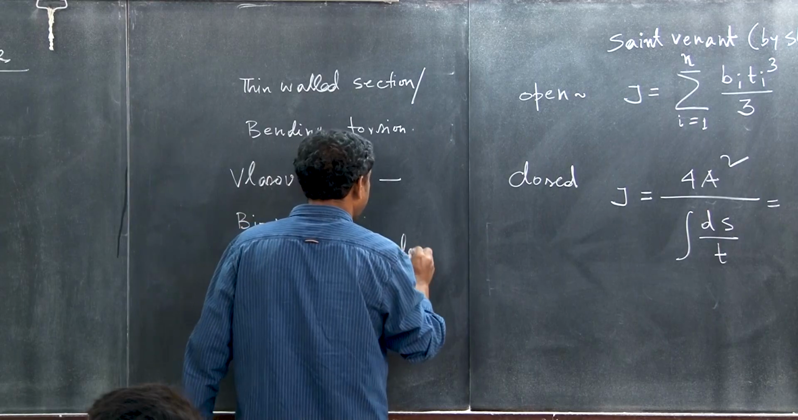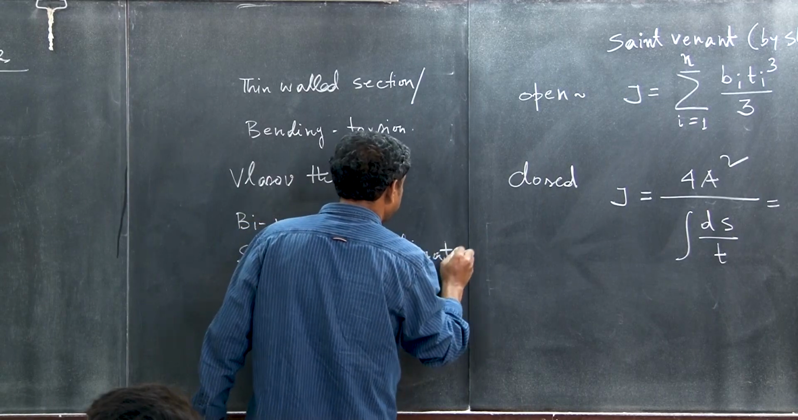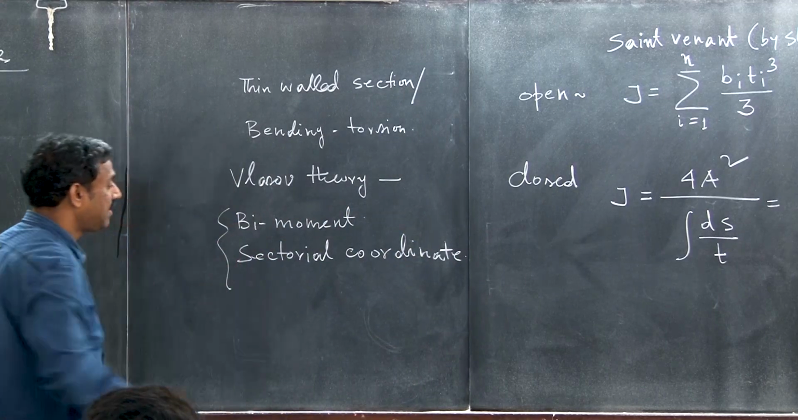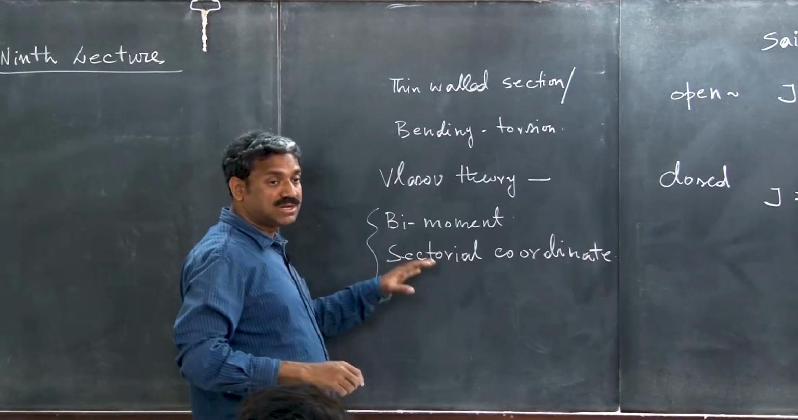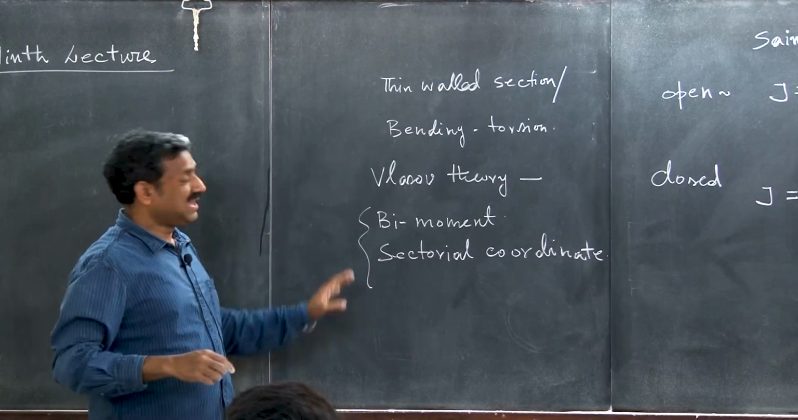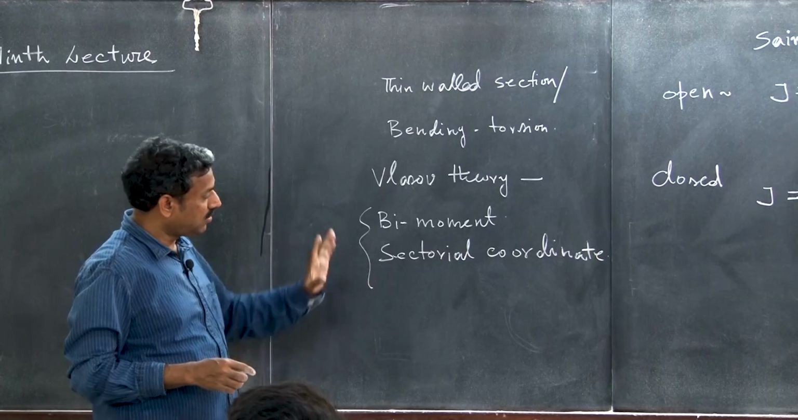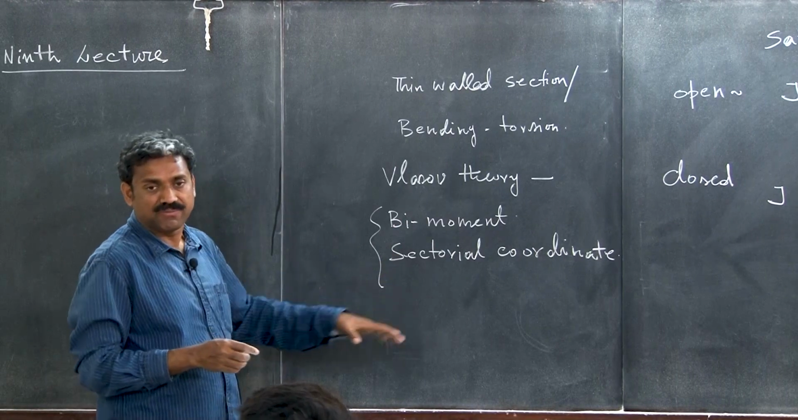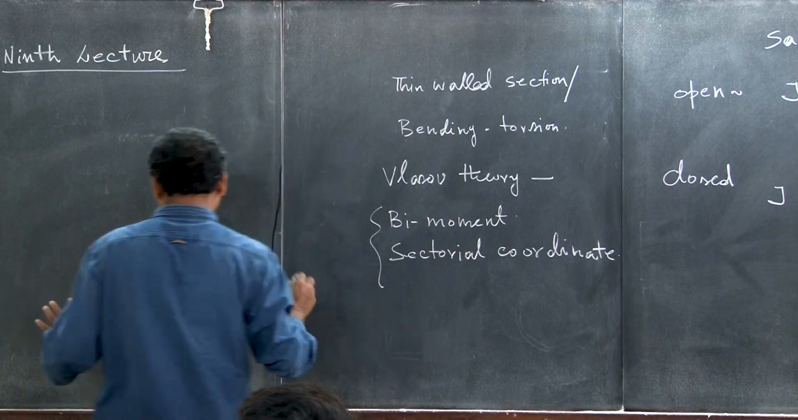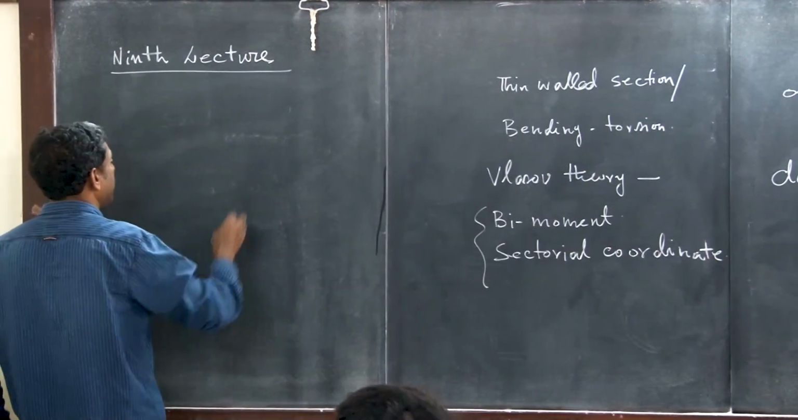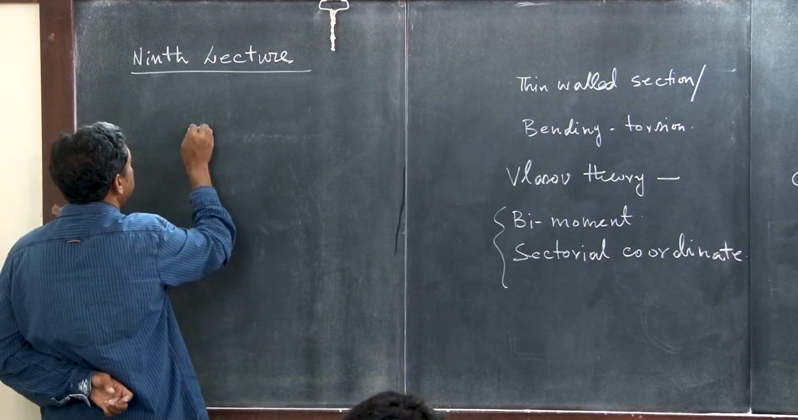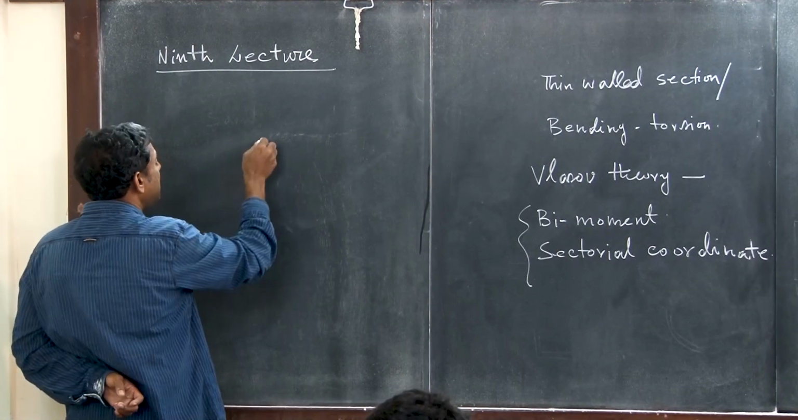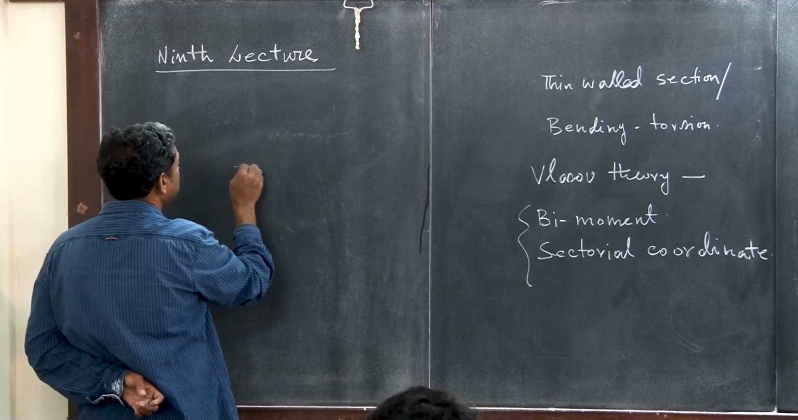I cannot go into details, but this is not simple stuff. Bimoment, sectorial coordinates, all these are there. It is developed just in analogy with the bending theory. But we are not going into that. We are going to do it in a much simpler, somewhat ad hoc way. Now, for any thin wall section, I am specifically mentioning to you.